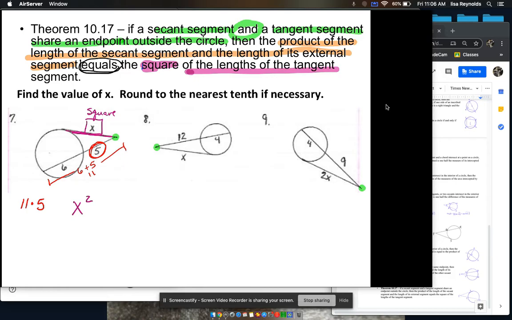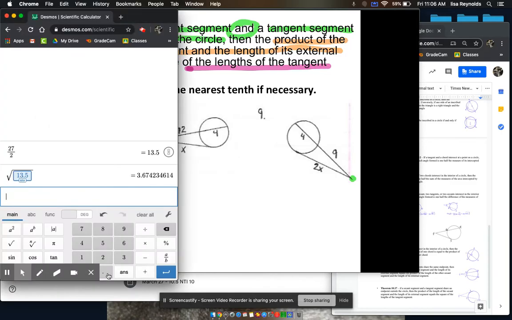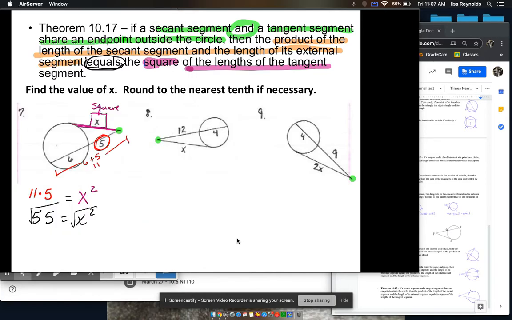We set these equal. So 11 times 5 is 55 equals x squared. To remove the square, we're going to have to take the square root. So I'm taking the square root of 55. Rounding to the nearest tenth will be 7.5 for the value of x.